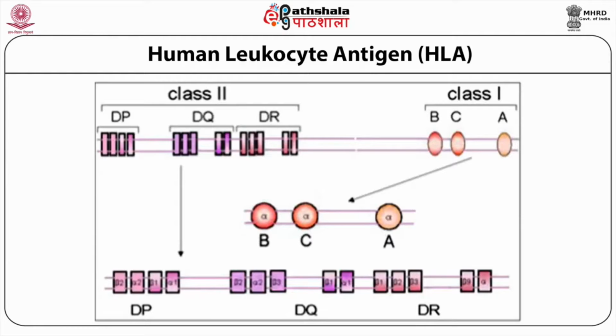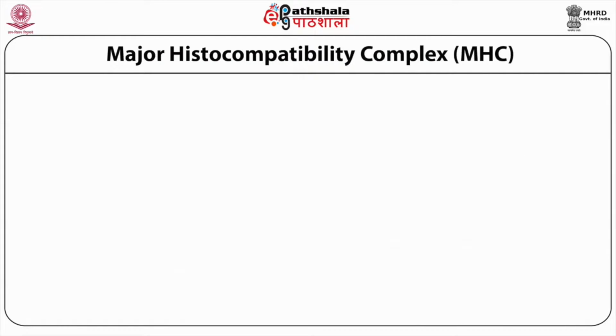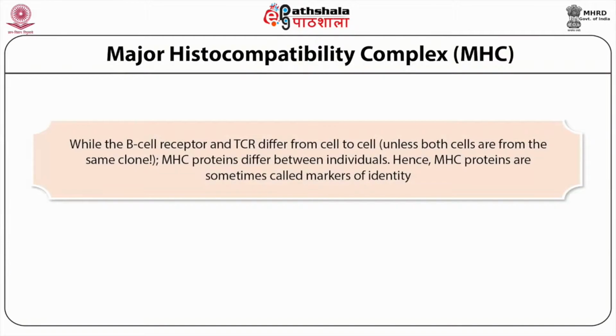MHC genes are the most polymorphic genes known so far; that is, within a population, large variants of each gene exist. Secondly, a large number of MHC Class I and MHC Class II genes exist. It was found that during graft rejection, the recipient's immune system responds to the MHC proteins of the donor. Unrelated individuals express different sets of MHC proteins, while the B cell receptor and TCR differ from cell to cell, unless both cells are from the same clone. MHC proteins differ between individuals, hence MHC proteins are sometimes called markers of identity.